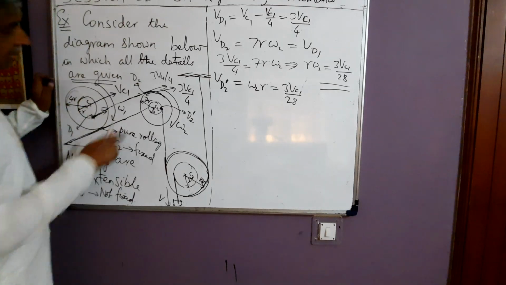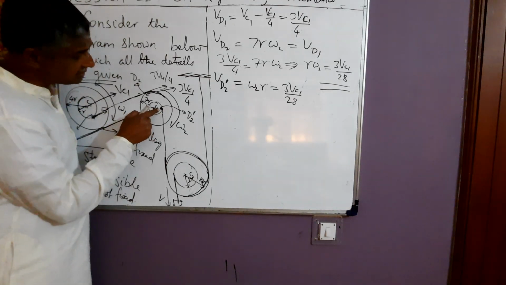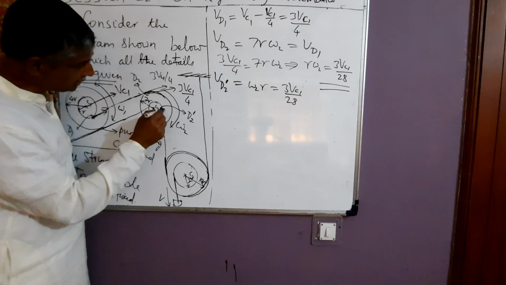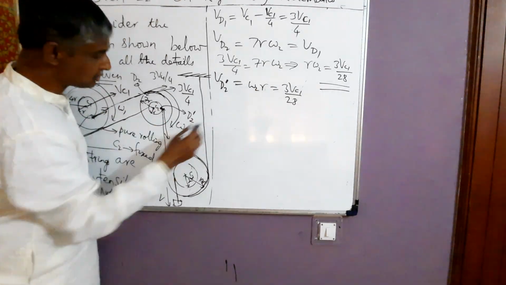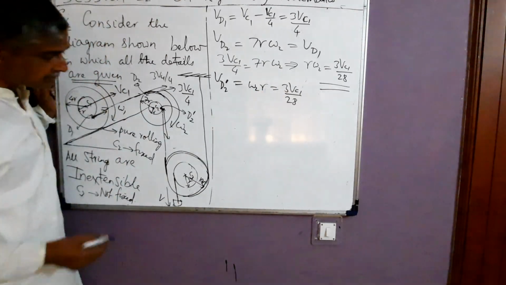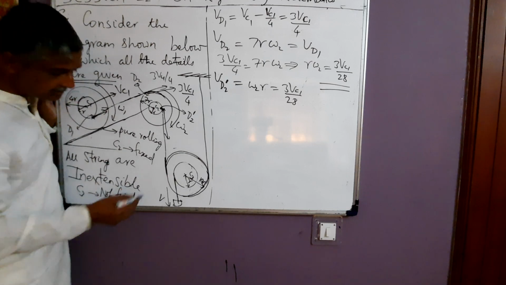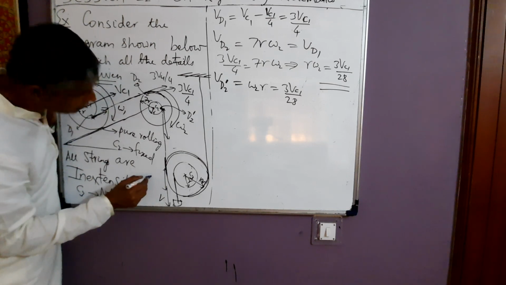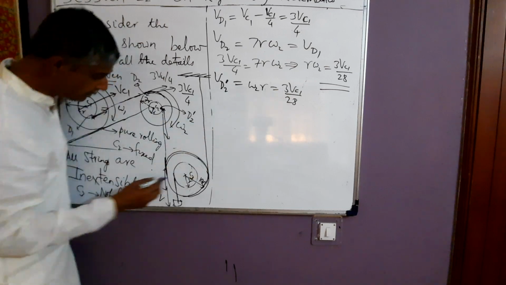Now see, here also the string and the inner cylinder are in contact. Here also it is no slip. So this point of string in contact with D2 dash should also have a downward speed of how much? Same as 3Vc1 by 28. Now this segment of the string is inextensible. So this point of string in contact with this cylinder should also have a downward speed of 3Vc1 by 28.